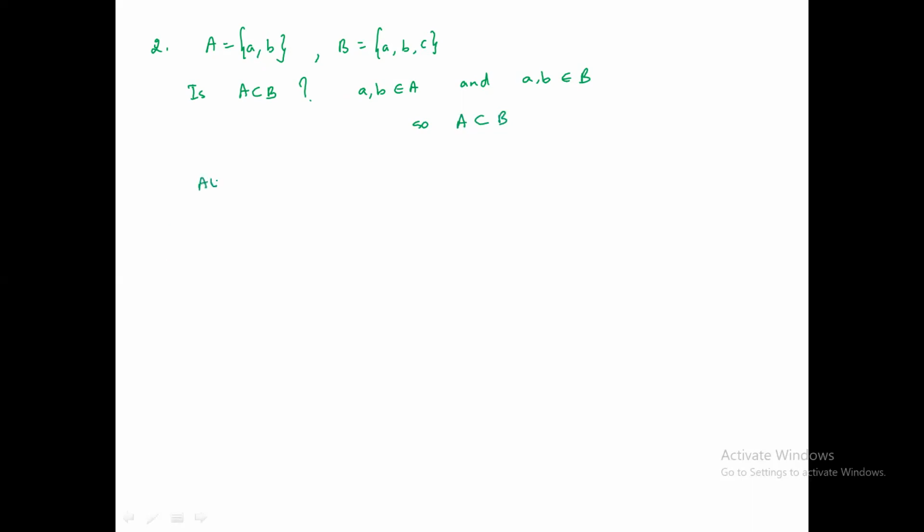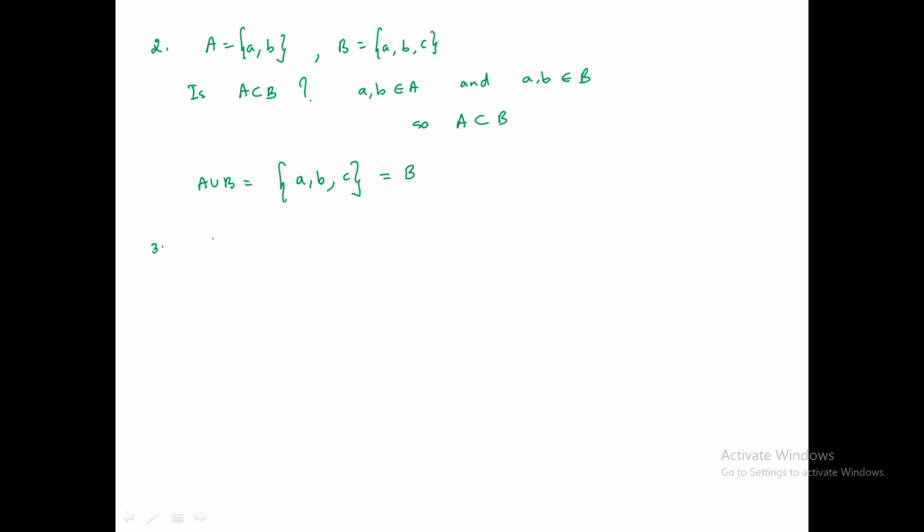Now, what is A union B? I have to write the elements of A, then elements of B. a, b I need not write again. I will just write c. This is nothing but A union B. What I got is nothing but the set B only.